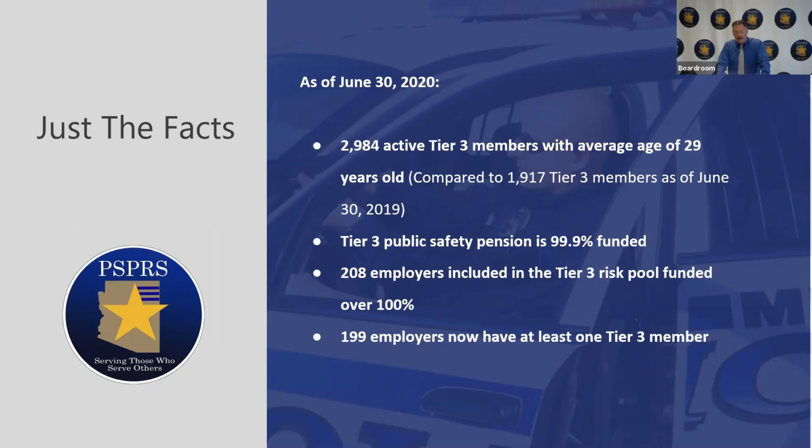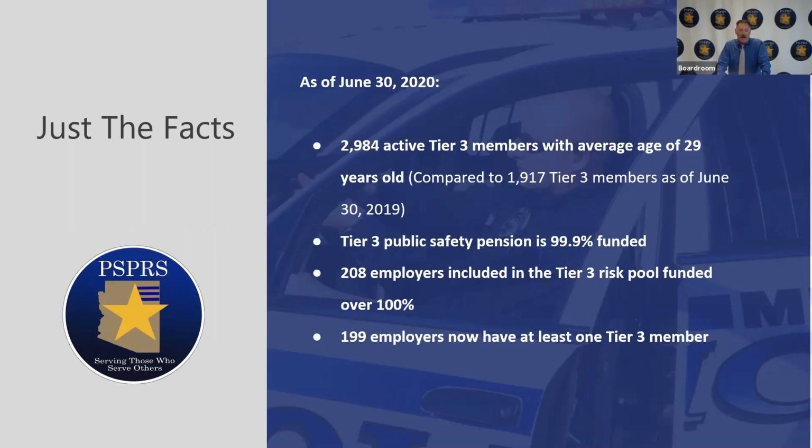We've got about 208 employers in the risk pool that are currently over 100% funded. Now let's remember, brand new plan, contributions coming in. We're obviously not paying retirements, maybe a couple disabilities right now. So our exposure is minimal. But again, I think we're on the right trajectory. The Board of Trustees is keeping their eye on the ball when it comes to Tier 3 and making sure that our funding ratios remain where they need to be.